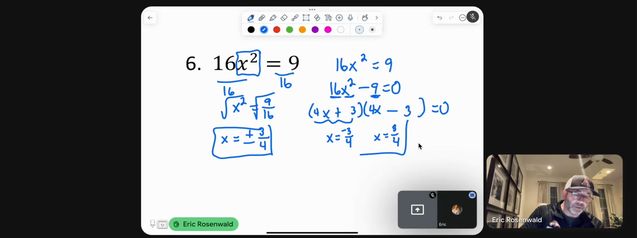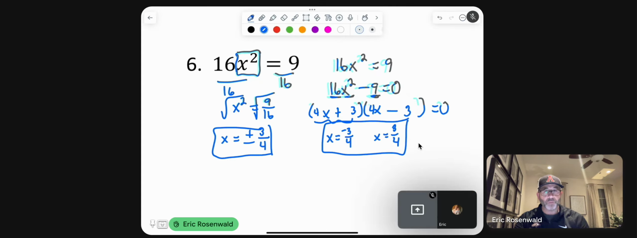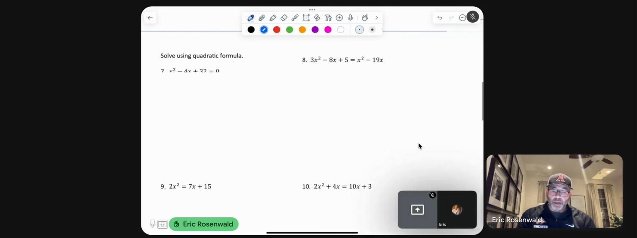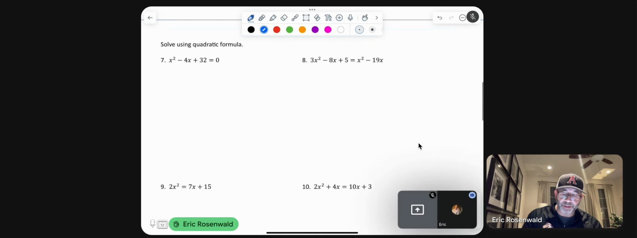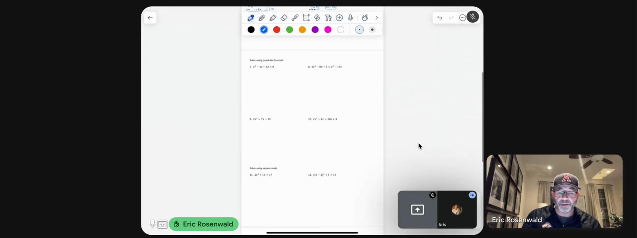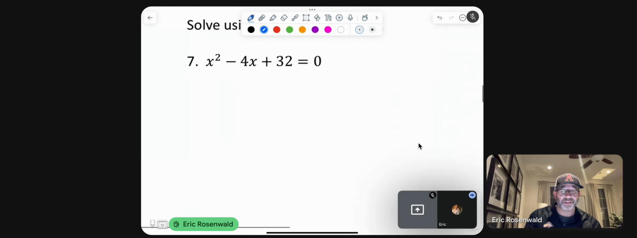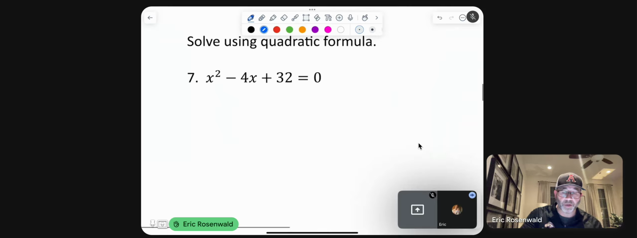And so my answers are positive, negative 3/4. Okay. All right, let's keep going. So these say to use the quadratic formula. I'm going to actually say bah humbug, okay? I'm going to try to avoid using the quadratic formula unless I absolutely need to, okay?